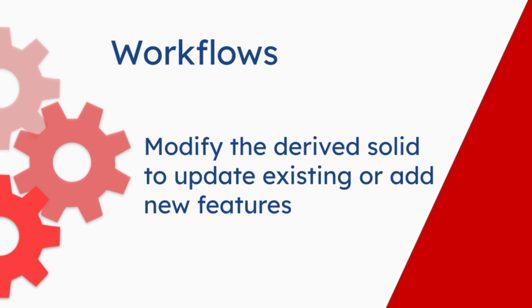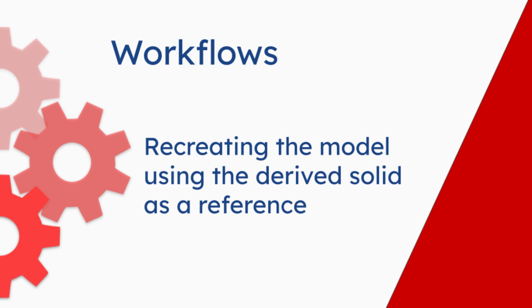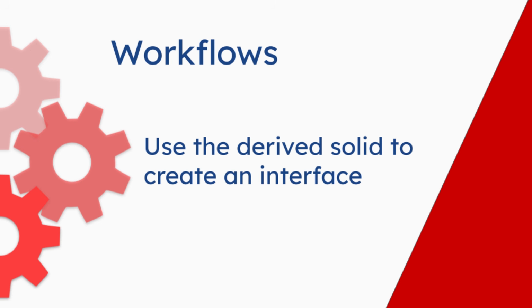First, we'll modify the model directly, allowing us to edit the derived solid by changing existing features or adding completely new ones. Next, we'll recreate the model from scratch, using the derived solid as a reference to build a parametric version of what was originally just a static mesh. Finally, we'll use the model to create an interface. We'll take advantage of existing features to accurately model a mating part that fits the original model.